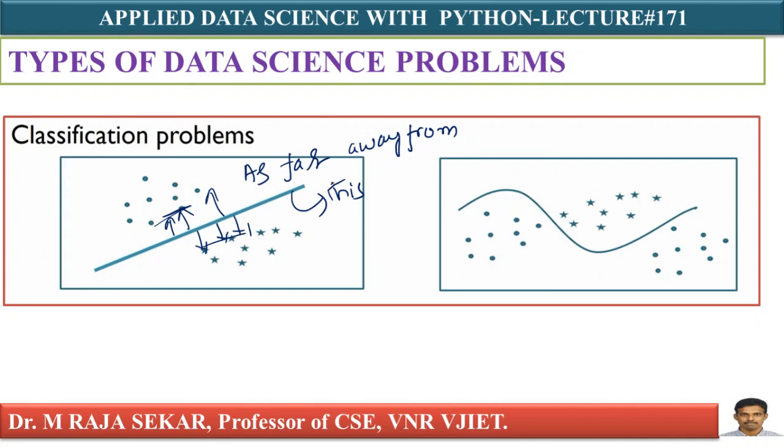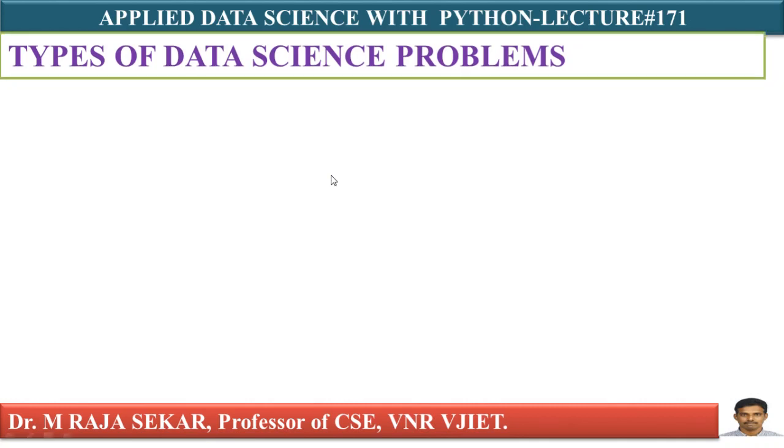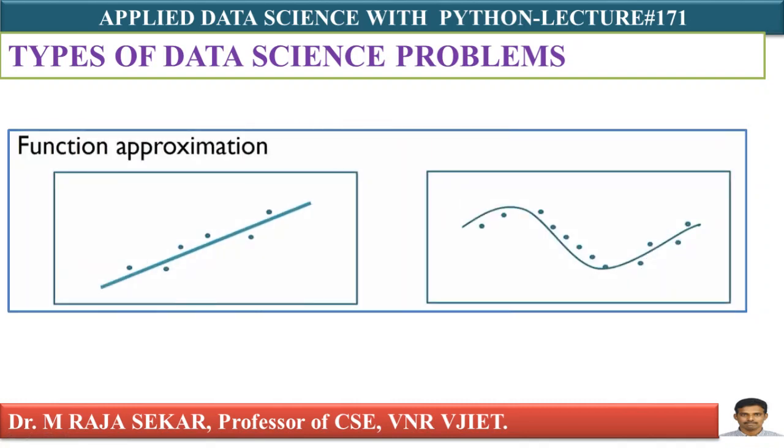That's classification. In the function approximation case, it is a little bit different. What you want to do is find a line or a hyperplane such that the points are clustered around it. Just see, these points are clustered around this. Here also these points are clustered around the line, but in the case of classification, the points must be as far away from that separator as possible.